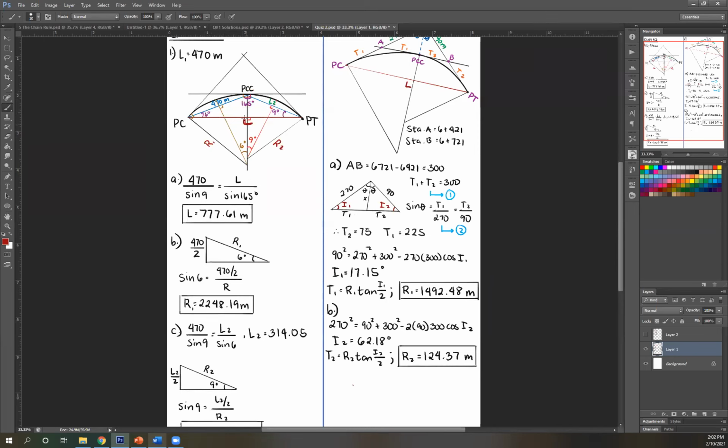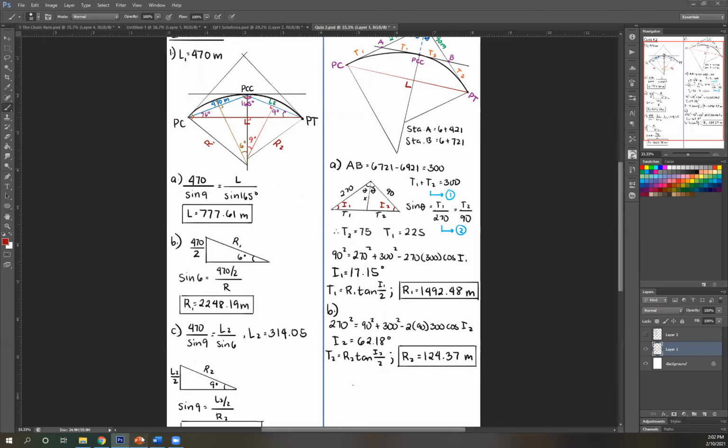I want to know this L. It's a long chord, so that's the longest side of your triangle. So using sine law, side over angle equals side over angle. The side that I know here is L1. So this is L1, this is L2. So L1 is given, L1 over sine opposite. This is the opposite angle, 9. So 470 over sine 9 equals, this is what I want to look for, L over sine opposite, which is 165. So sine 165. Solving for L, you get 777.61. So that's just using geometry.